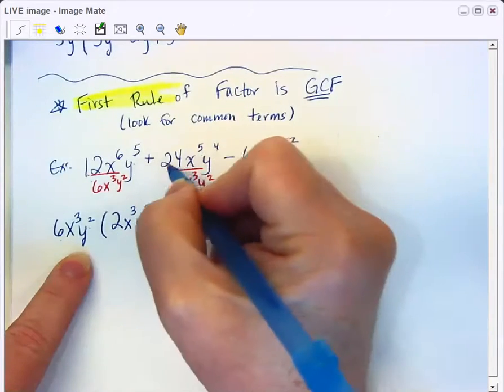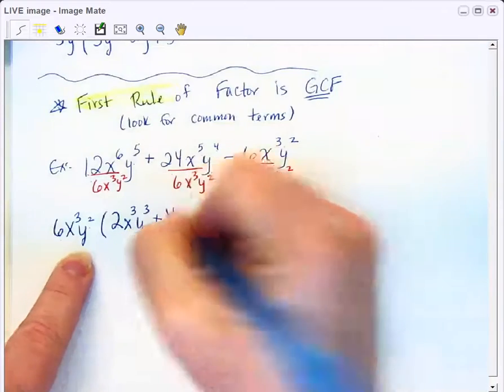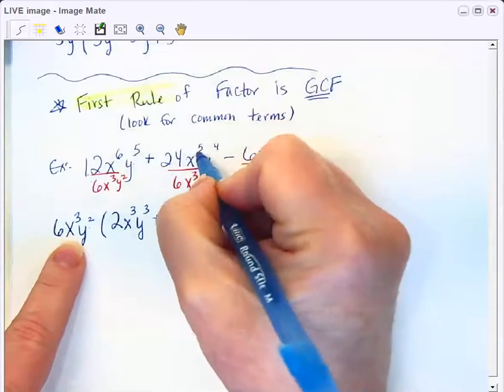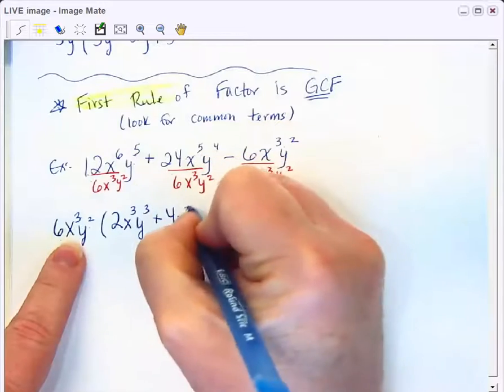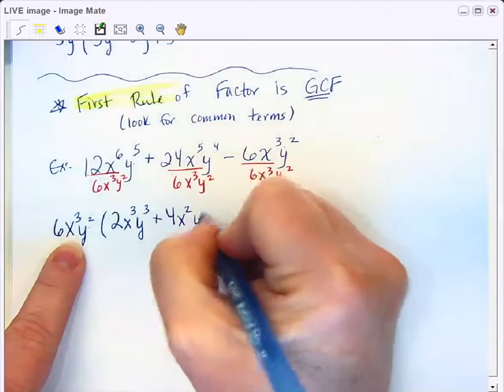And then a positive 24 divided by 6 is a 4. And then I'm looking at my x's again. 5 take away 3 is 2. And 4 take away 2 is 2.